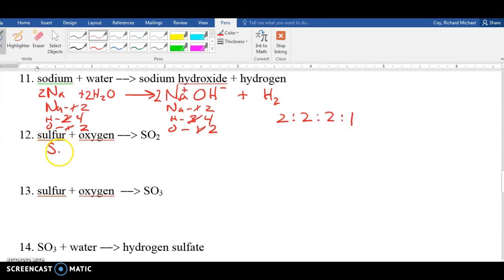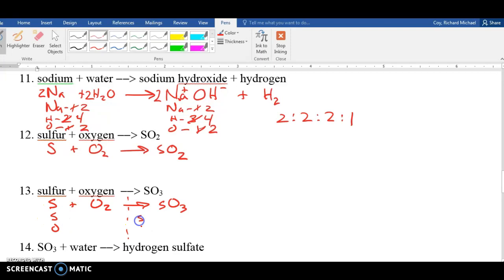Sulfur by itself doesn't need a 2. What's its charge? No charge because it's by itself. So oxygen makes SO2. I am not going to entertain the notion of balancing that because it's so simple. SO2 makes SO3. Now we've got something to work with.